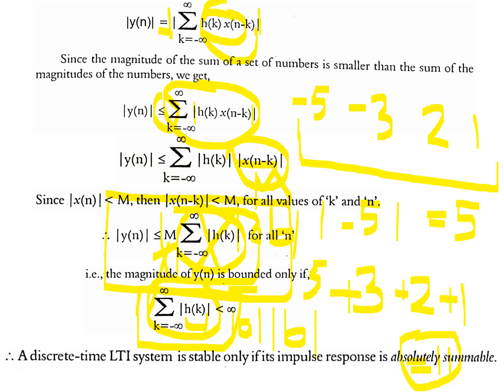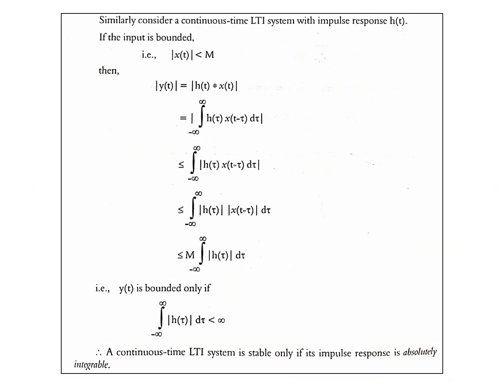This is what I said in words, and the same thing has been printed here. Let's just go through it. A discrete time LTI system is stable only if its impulse response is absolutely summable. Now the same thing I can prove for a CT-LTI system. It is the same steps, from top to bottom.